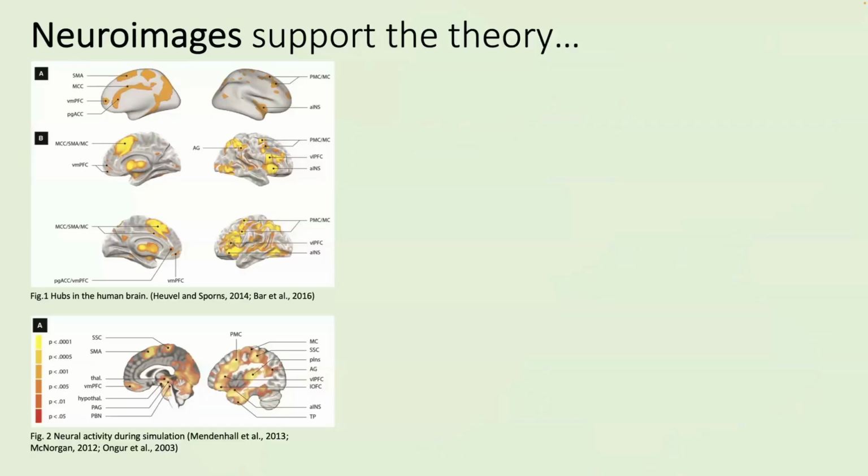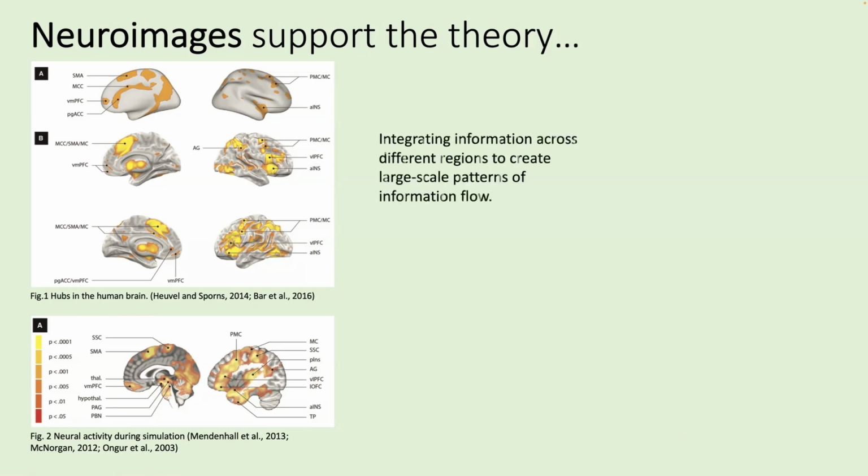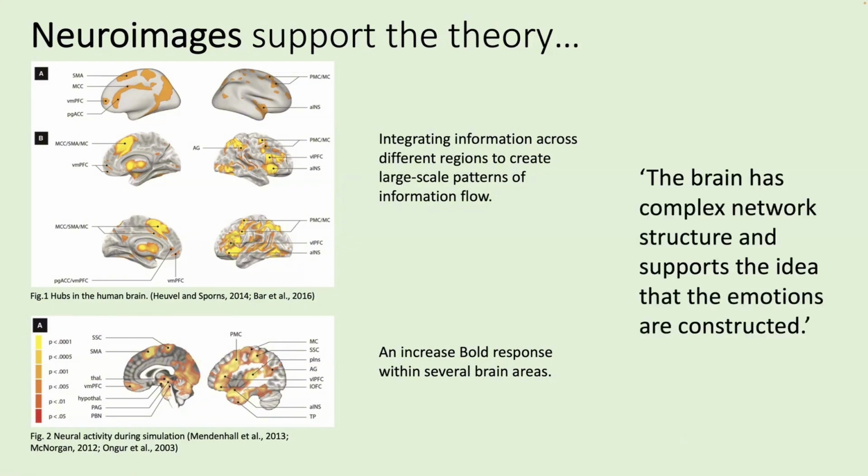In order to explain this theory and how it challenged the classical views of emotions, this study employs a comprehensive review of existing literature and data from neuroscience to build and support it. For example, Figure 1 shows the hubs in the brain that are involved in integrating information across different regions to create large-scale patterns of information flow. Figure 2 shows the result of a study of a participant's neural activity during simulation. It shows an increased BOLD response within several brain areas. These two neural images demonstrate the brain's complex network structure and how it supports the idea that emotions are constructed rather than innate mental categories.